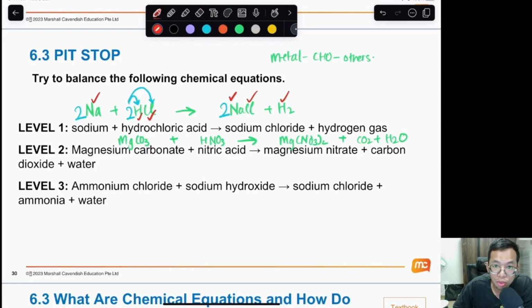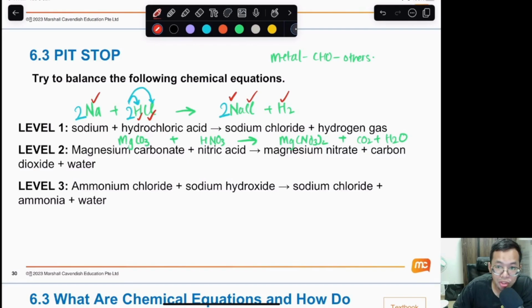Alright, so again let's do the metal CHO others method first. Metal, what is the metal here? It is your magnesium. Magnesium on the left hand side I have 1, right hand side I have 1, balanced. Next let's take a look at carbon. Left hand side I have 1 carbon, right hand side I have 1 carbon. Okay, so that's balanced.